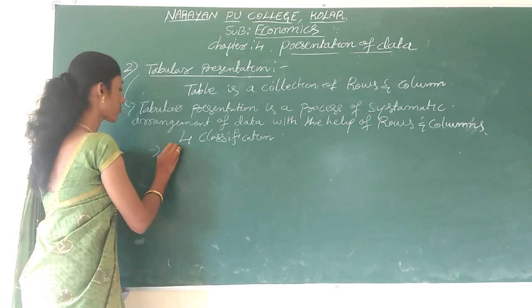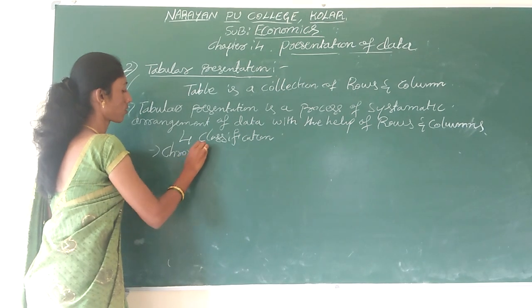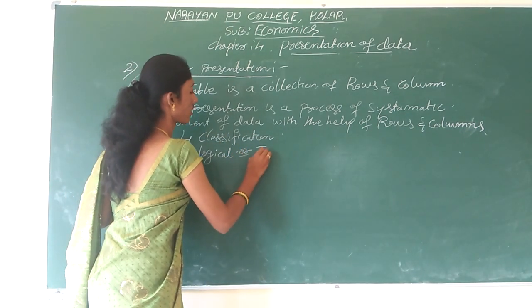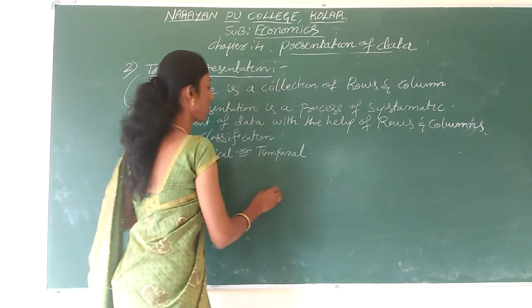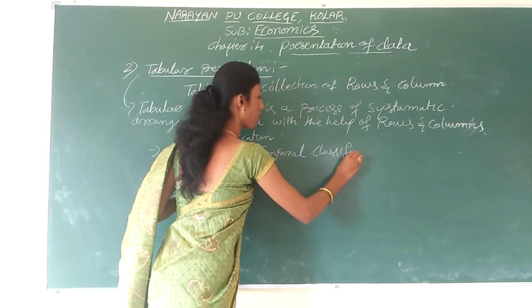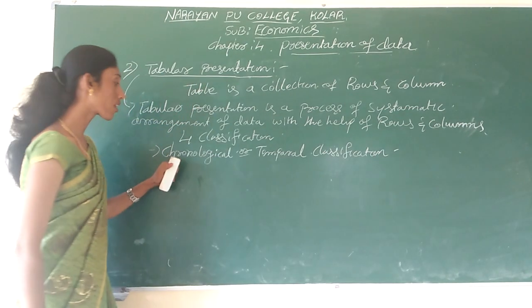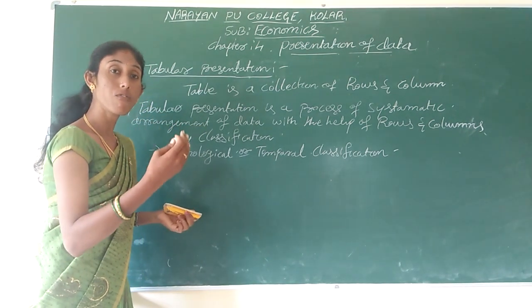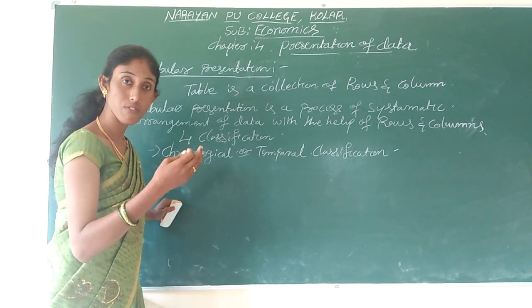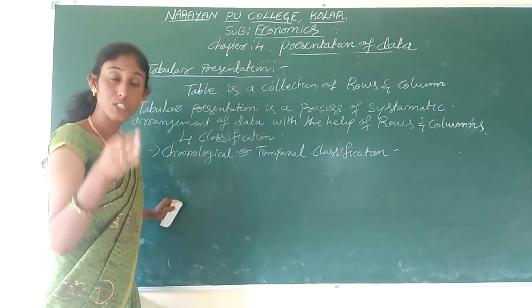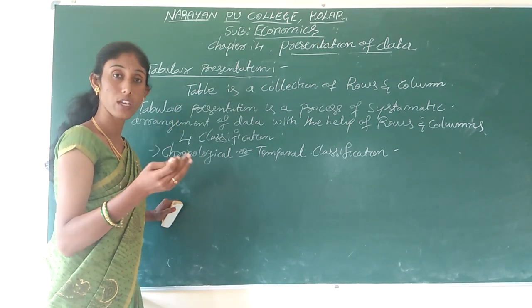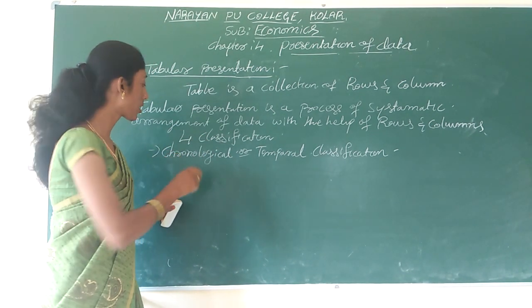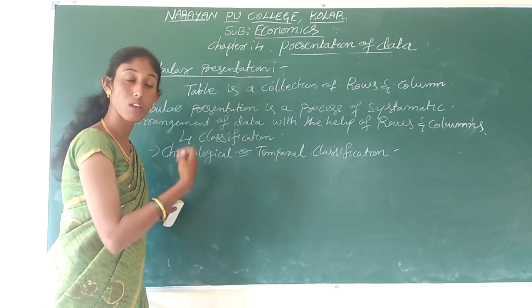In the first one, chronological, also called temporal classification. Here, temporal or chronological classification means when we present or organize the data with the help of time duration. When we classify or present the data based on time duration like hours, days, weeks, months or year basis, then that kind of presentation will be called a chronological classification or chronological presentation.